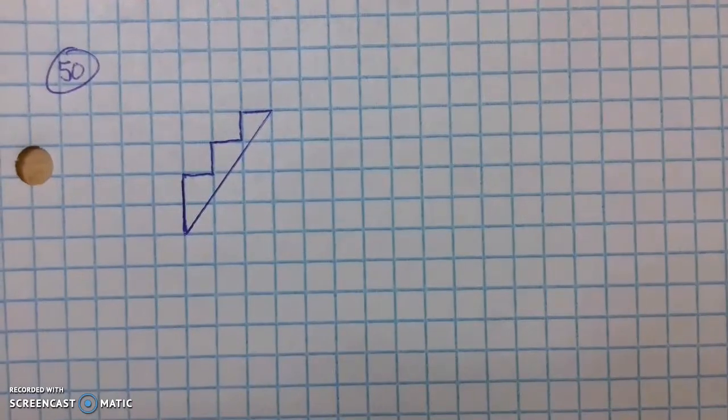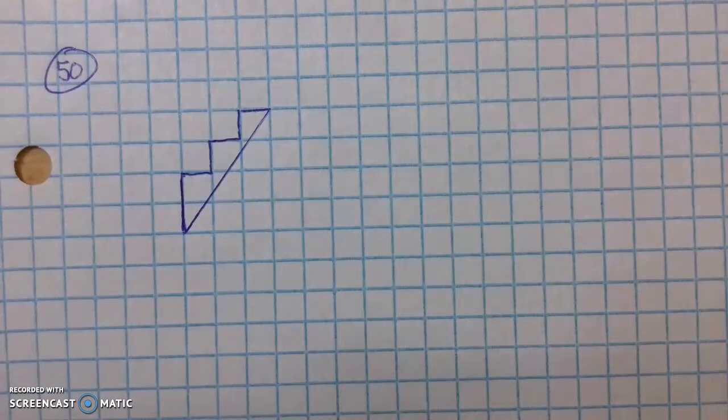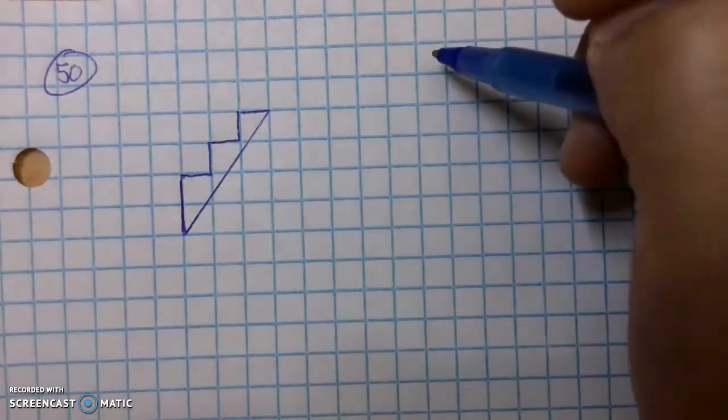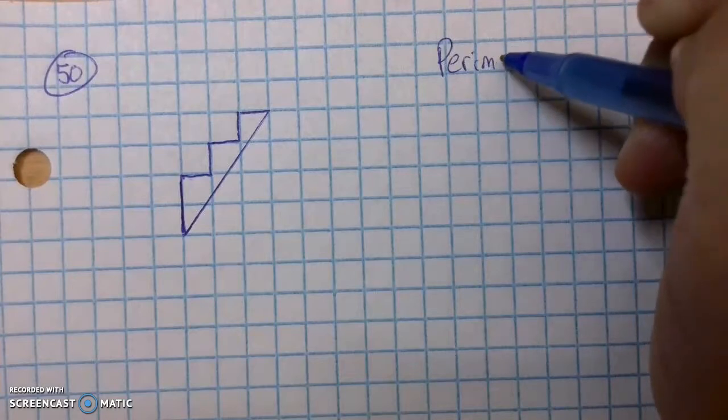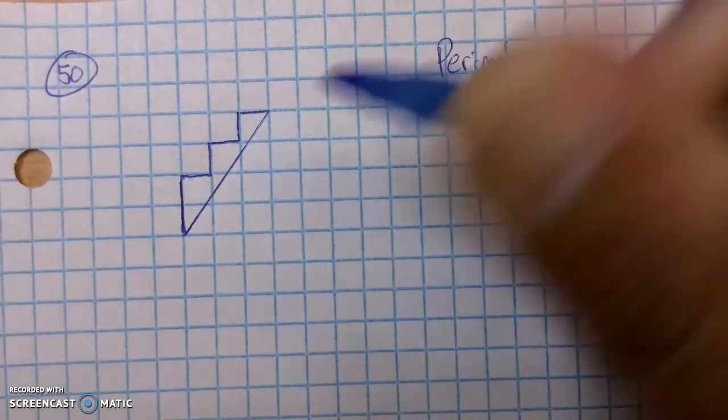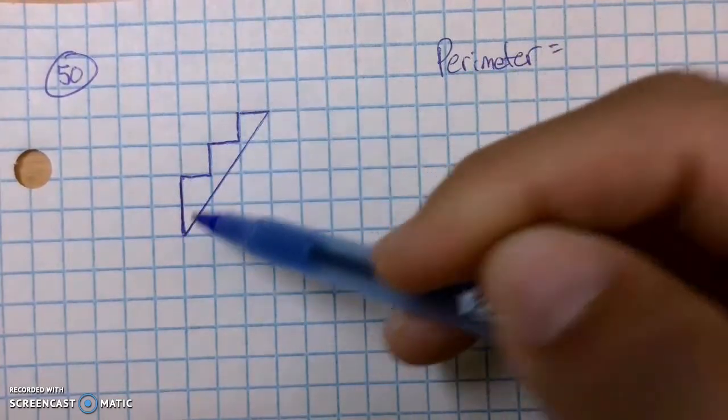Finally, we're going to do problems 50 and 51 here. And they give you this bizarre looking figure here. And I put it on graph paper because you're going to kind of need to count. They want to know the perimeter of this figure. And perimeter, as you should know, is adding up all the sides on the outside.